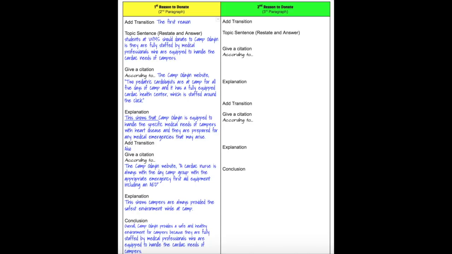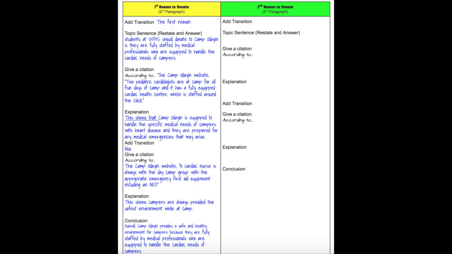And then I went back to my persuasive brainstorm and I said, according to the Camp O'Dayan website, 2 pediatric cardiologists are at camp for all 5 days of camp, and it has a fully equipped cardiac health center, which is staffed around the clock. So that citation supports my topic sentence.